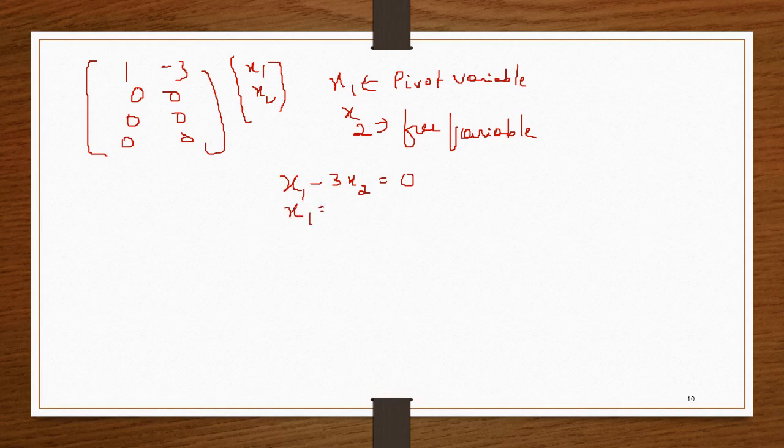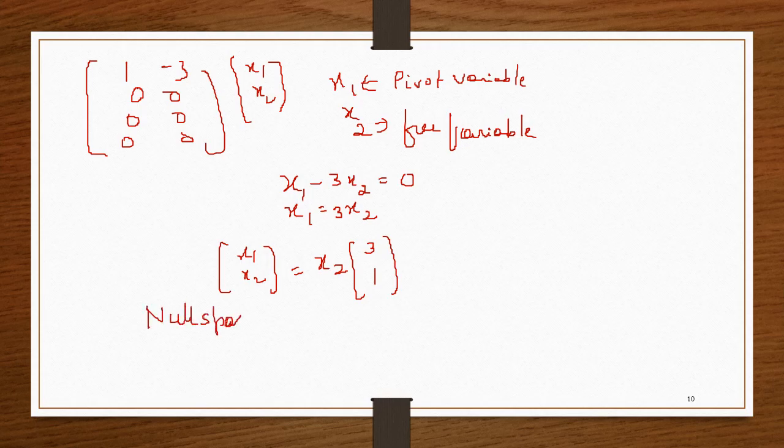or x1 equal to 3x2. So if you write the solution set, we can write x1, x2 will be equal to x2 times, x1 is 3 and x2 is 1. So we can write the null space of A as the solution set, which is 3 and 1.